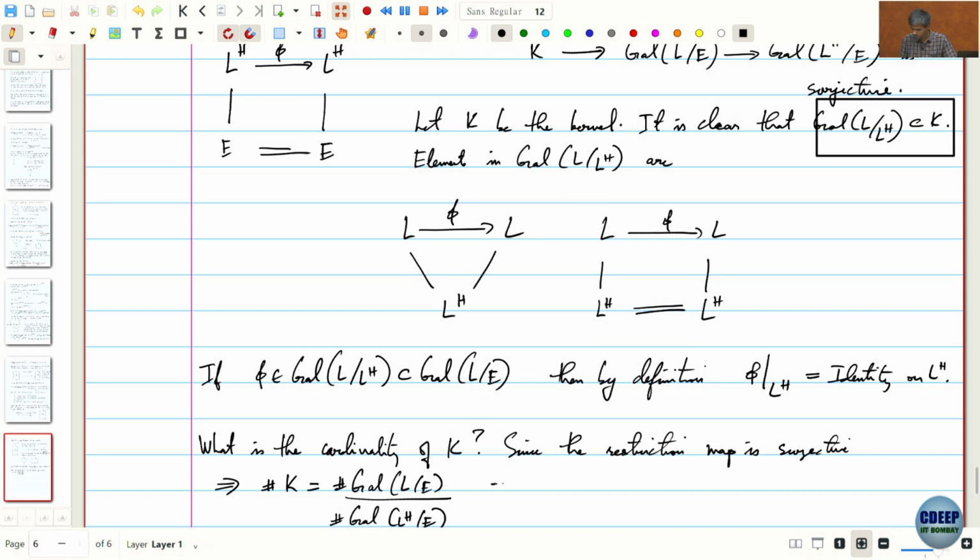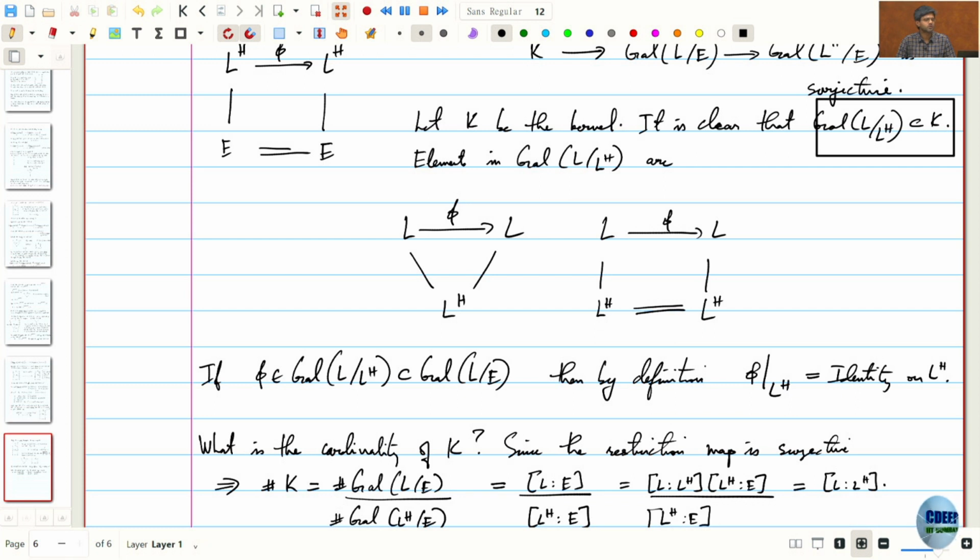Since L over E is a finite Galois extension, this is equal to the degree of L over E. And by the same reason, this is equal to the degree of LH over E. Now this is equal to the degree of L over LH times the degree of LH over E, divided by the degree of LH over E. This is equal to the degree of L over LH.